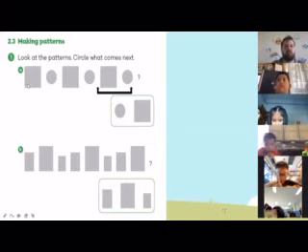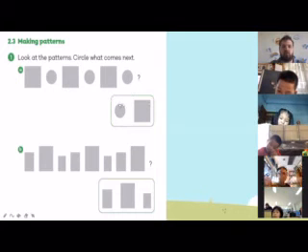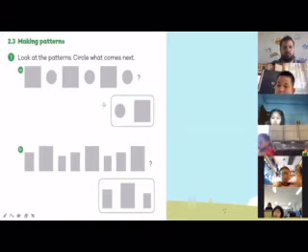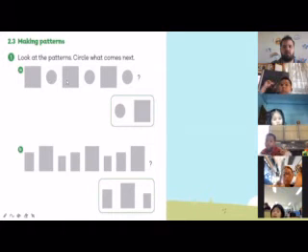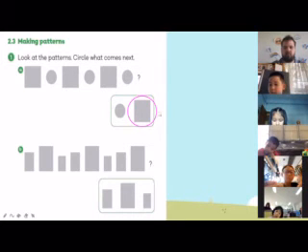I'll go over it again. So we have square, circle, square, circle, square, circle. So what do you think comes next, students? A circle or a square? So our pattern is square, circle, square, circle, square, circle, which means our next shape is going to be the square. So please circle square.